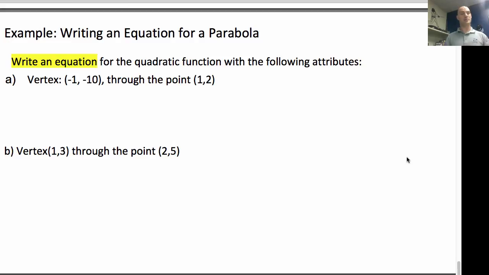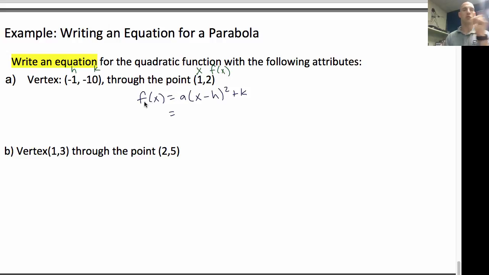Another way to do it would be to be given the vertex and a point and to have to write an equation. The best way to do this is to start with the equation f of x is equal to a times x minus h squared plus k. And so I have to look at what I've got. Notice, they've given me h and k. And then this right here is an xy pair. Really it can be written as x and f of x.